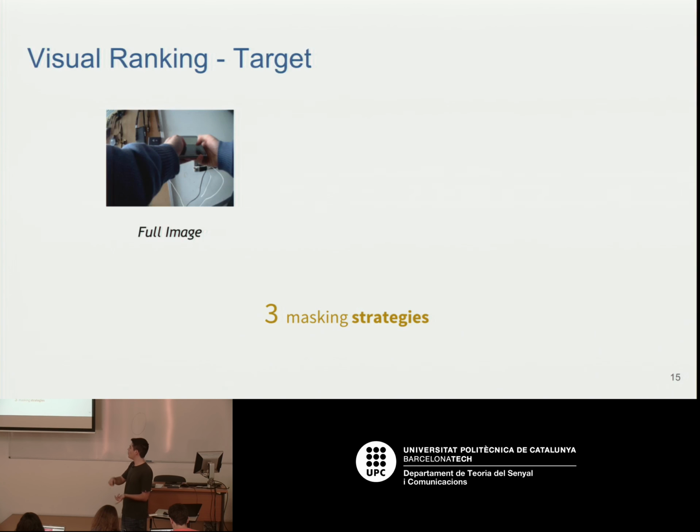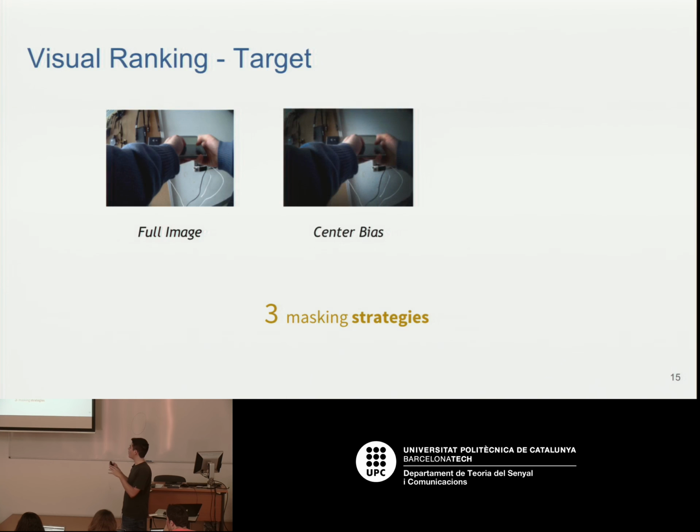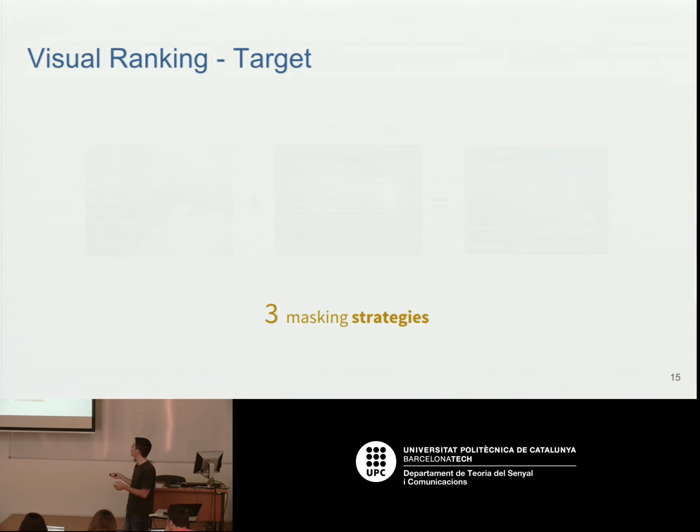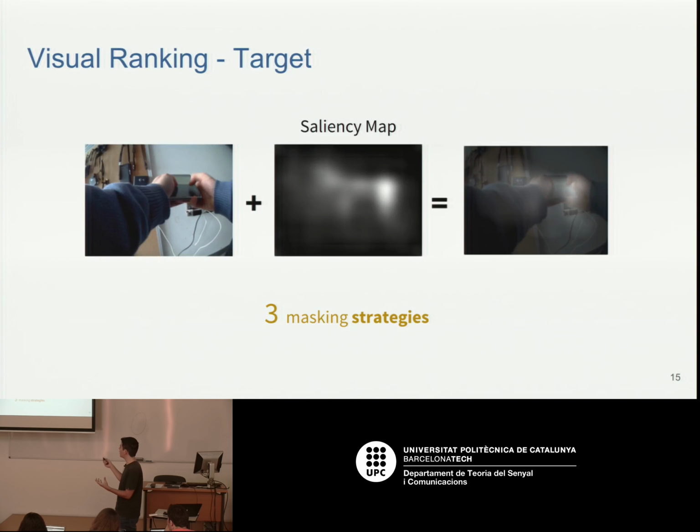Regarding the target, we also use 3 masking strategies, but they are slightly different. The first one is also using the full image. Then we have another strategy that consists of applying a center bias. That means that we are focusing the attention on the visual words of the center of the picture, and we are downweighting the surroundings. And finally, we have studied the usage of a saliency mask. The saliency mask uses a saliency map. Saliency maps are maps that predict where people would look in the image. So by using this information, we try to focus on the most relevant points.